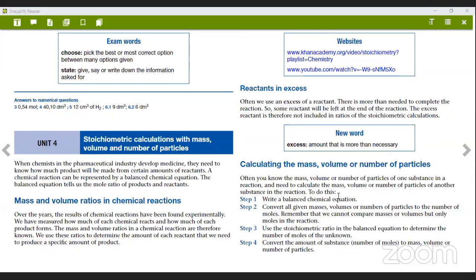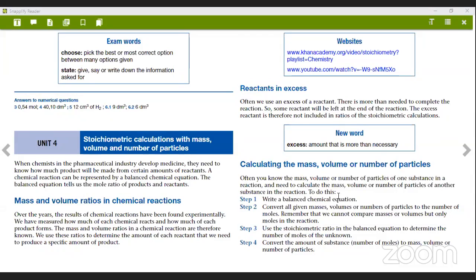Number three, use the stoichiometric ratio in the balanced equation to determine the number of moles of the unknown. Does that ring a bell? That's something like we did in yesterday's homework. Remember what we did there: we took the ratios, for example, volume over number of moles equals volume over number of moles. You can do that for all your problems.